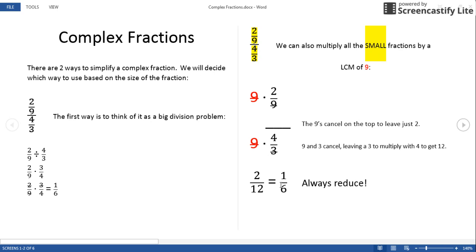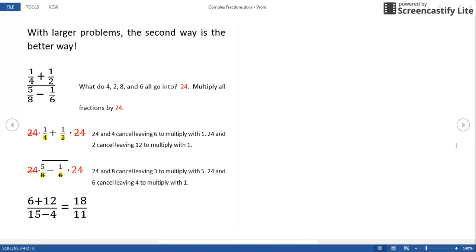We should always reduce fractions. Notice that no matter which way we go, we get 1/6 as our answer. For this problem, when it's just one on top, one on bottom, the first method was the better way to go. But as problems get larger, that second method is going to be the better way for us to do it. For instance, with this one, 1/4 plus 1/2 over 5/8 minus 1/6.